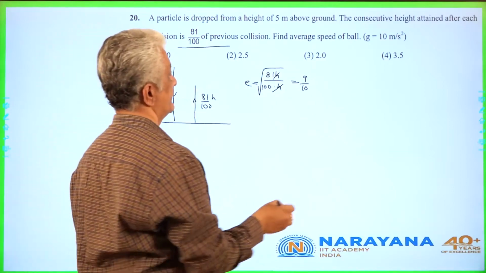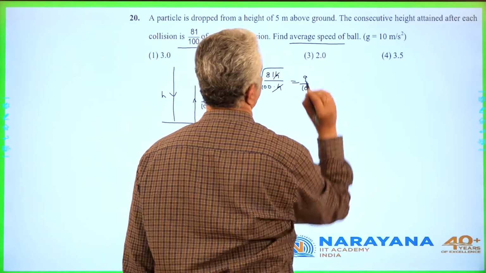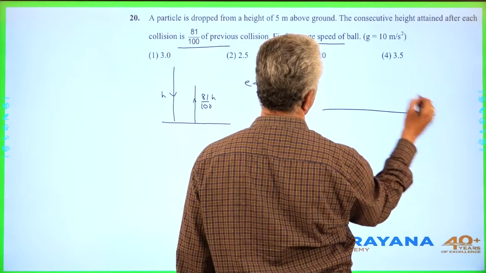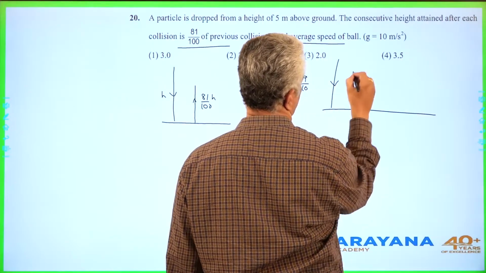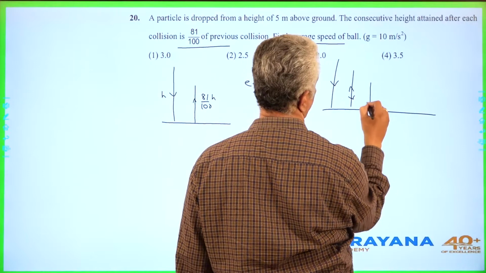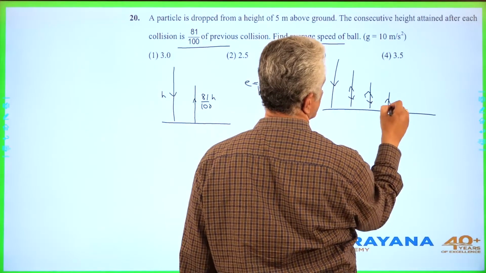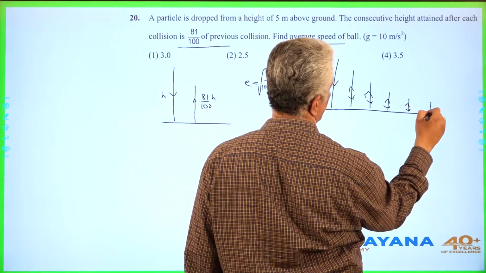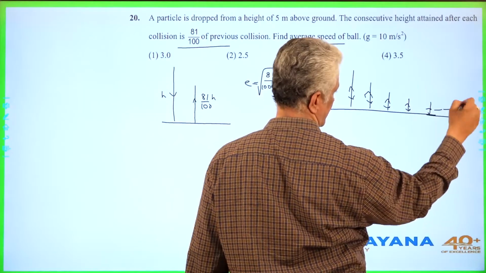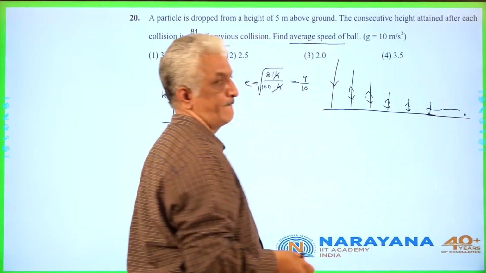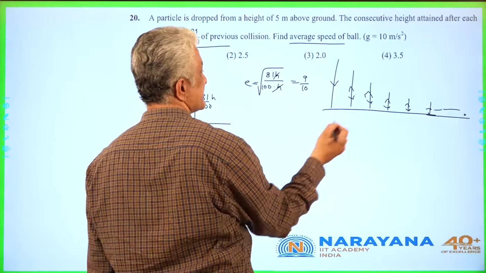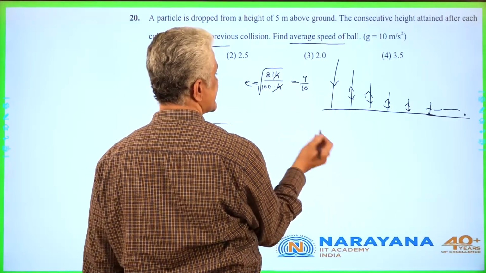Then what do we require? We require average speed. Average speed means each and every time this ball goes up and comes down, again comes down, and like this slowly the height gradually decreases. After some particular number of bounces, it comes to 0. Then we have to calculate total distance and total time.